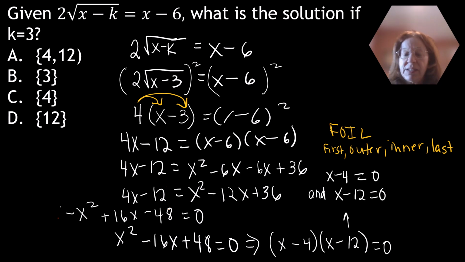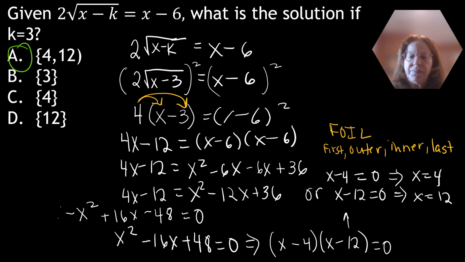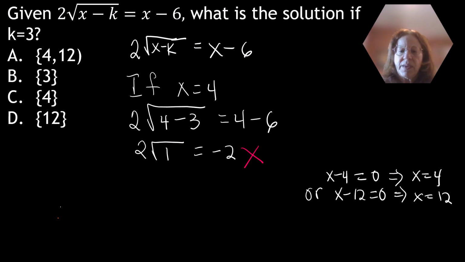If either of those two terms is 0, the whole thing is 0, because 0 times anything is 0. So we take x minus 4, set it equal to 0, and we take x minus 12 and set that equal to 0. And we get x equals 4 and x equals 12. Okay. Let's put the first number, 4, in.